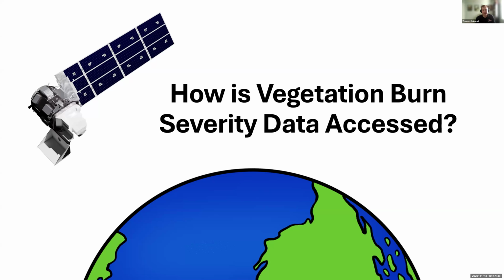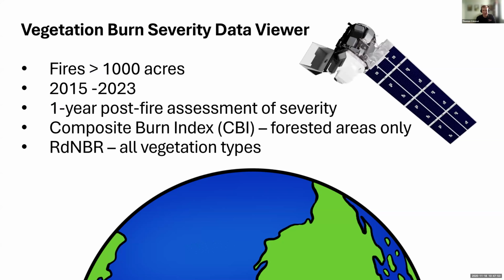We've also created a tool to share and put this info out. Some caveats on that is that it's only going to be fires that are over 1,000 acres. We've only published 2015 to 2023 now, although we will soon be adding 2024 and January 2025 fires, in addition to going back. It's a 1-year post-fire assessment of severity, so this captures delayed mortality.